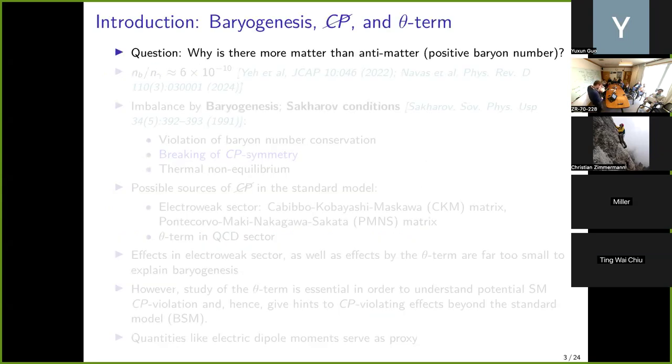Right, so let me start with a little introduction. So why are we interested in the electric dipole moment of nucleons? There is this question: why is there more matter than antimatter in the universe? Why is there a measurable positive baryon number? One of the recent numbers that has been published is the number of baryons minus the number of antibaryons divided by the number of photons in the universe, which is approximately 6 times 10 to the minus 10.